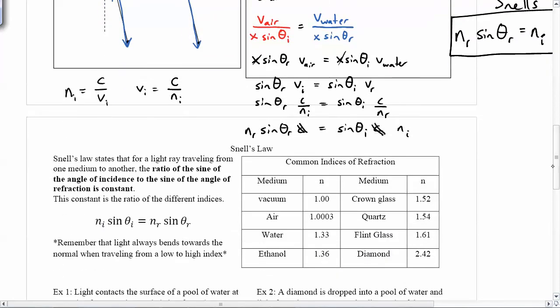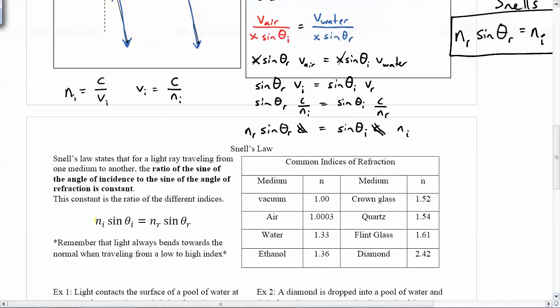Snell's law states that for a light ray traveling from one medium to another, the ratio of the sine of the angle of incidence to the sine of the angle of refraction is a constant. This constant is just the ratio of the different indices of refraction. Here are some common indices of refraction. In a vacuum, n is 1. In air, light travels almost the same speed as in a vacuum. It's very close. In water, light travels much slower, n is 1.33. The bigger the number is for the index of refraction, the slower light travels in that substance.